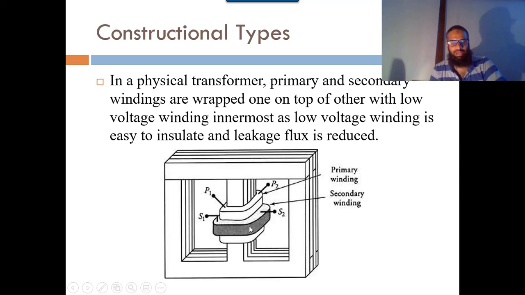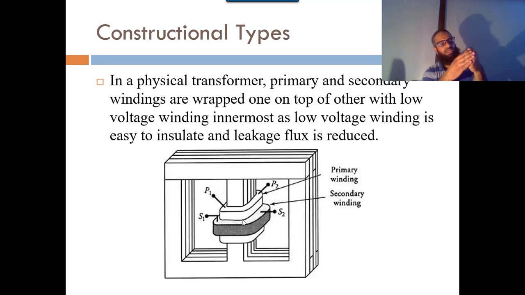So in this shell type transformer, in the center crossing of the core we have the winding, and normally the winding is like this one. We usually have the primary winding, and above that primary winding we put the secondary winding, and in between primary and secondary winding we use some insulation material which resists the connectivity of the primary and the secondary winding.